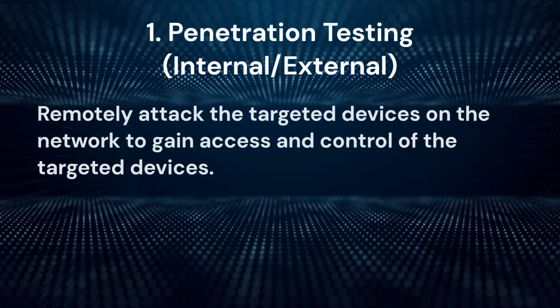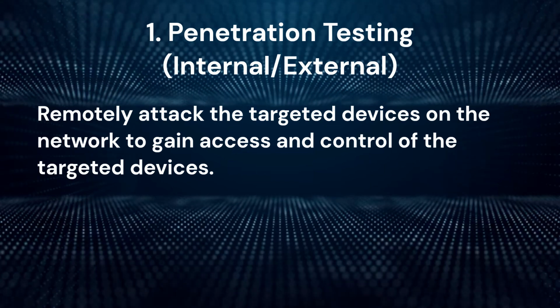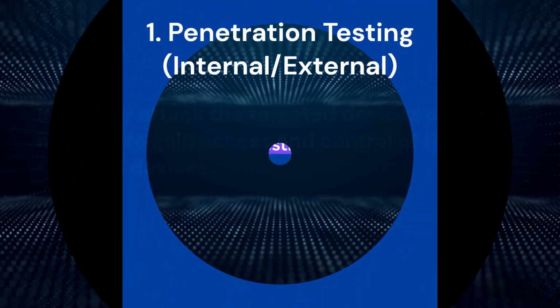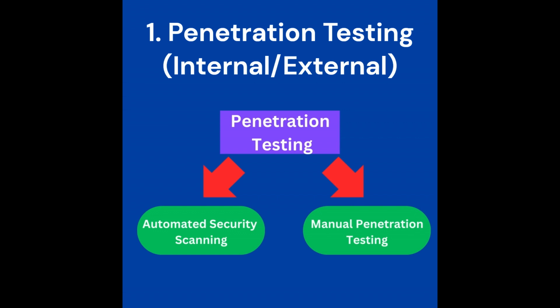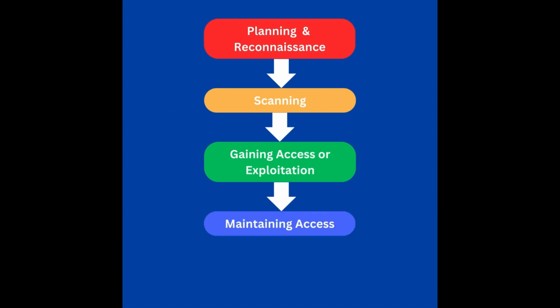Penetration testing is performed by remotely attacking the targeted devices on the network to gain access and control of the targeted devices. Firstly, there is automated security scanning software to collect information from the devices. Secondly, manual penetration testing uses a manual approach to collect information from the system. There are 5 stages of penetration testing. These are: planning and reconnaissance, scanning, gaining access or exploitation, maintaining access, and finally, analysis and reporting.